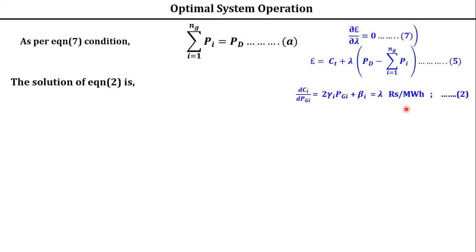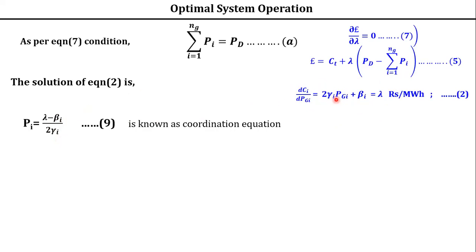Now what is equation 2? This is your solution, equation 2. I told you how we got this equation 2, by taking the derivative of your cost function, equation 1. So this is nothing but your incremental fuel cost, isn't it? So from this equation 2, PGI is there. What is PGI equal to? Lambda minus beta I divided by 2 gamma I, isn't it?